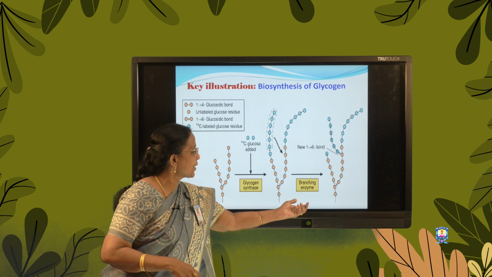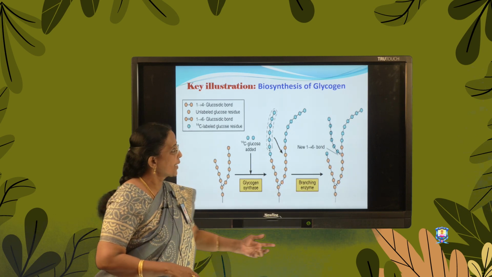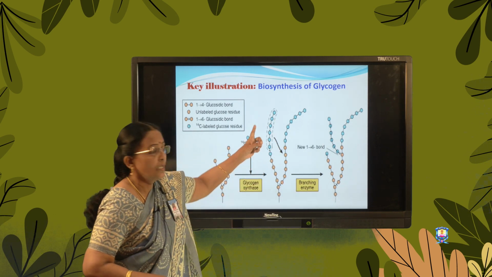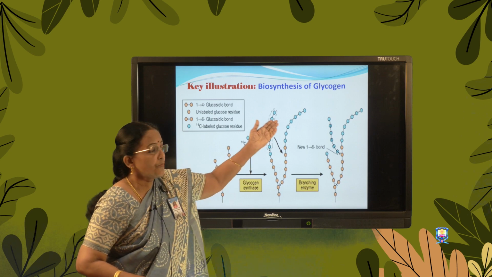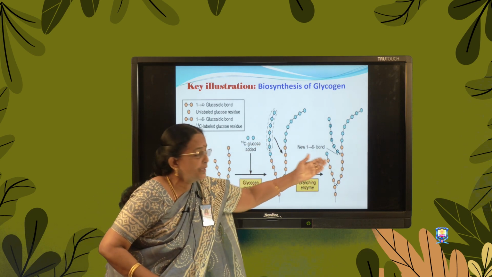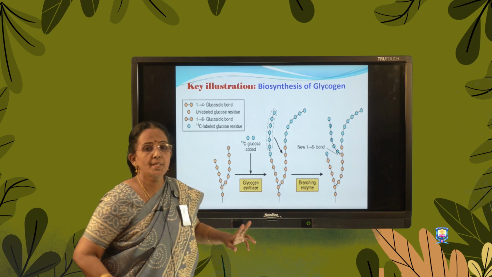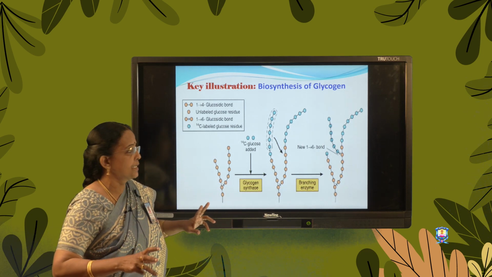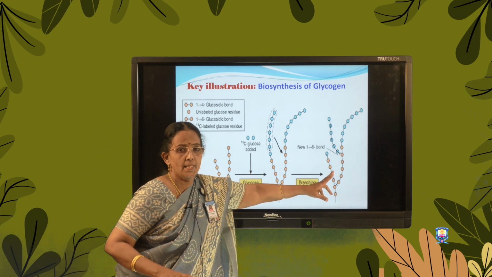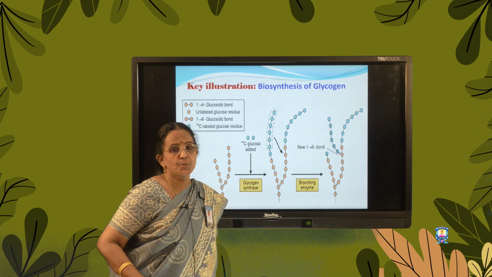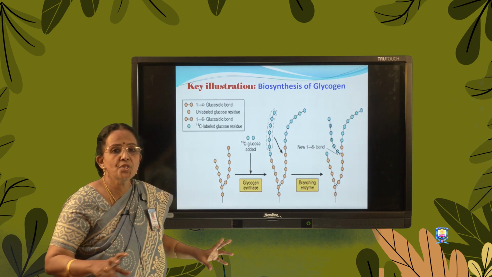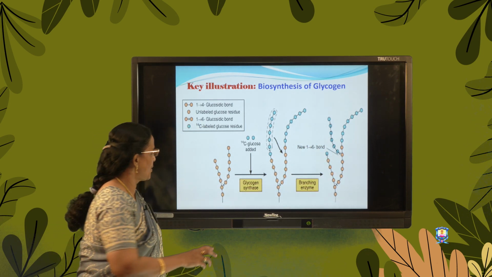Which enzyme comes into action? The branching enzyme comes into action. You can see about 6 glucose residues are taken from one branch and then added to the neighboring chain at alpha 1,6. Whatever glucose molecules are already present are in alpha 1,4 linkage, so the first and the fourth carbon are in linkage. This branch is attached to the 6th carbon, establishing a new branch point, that is alpha 1,6.